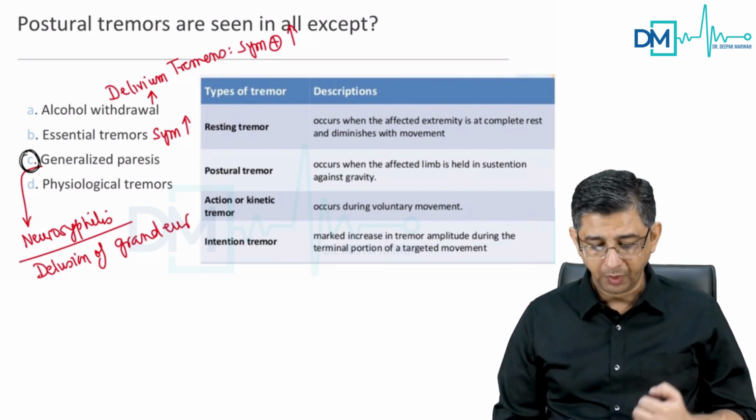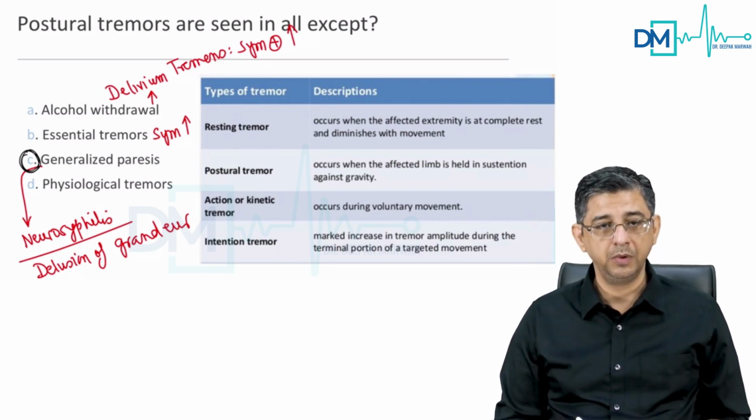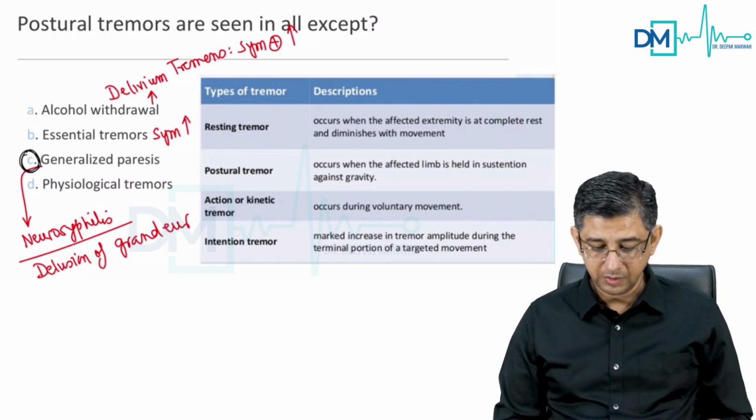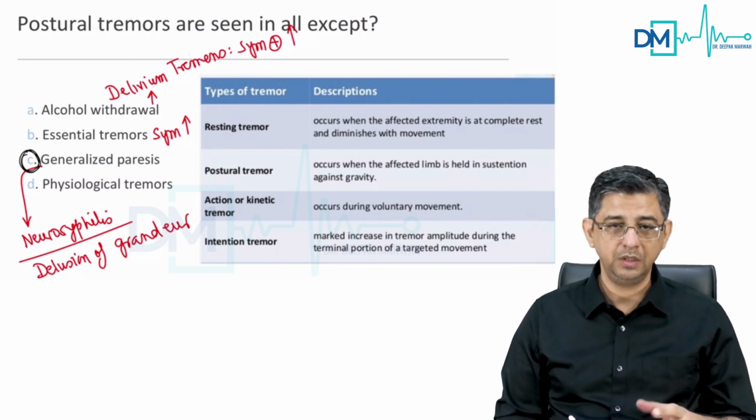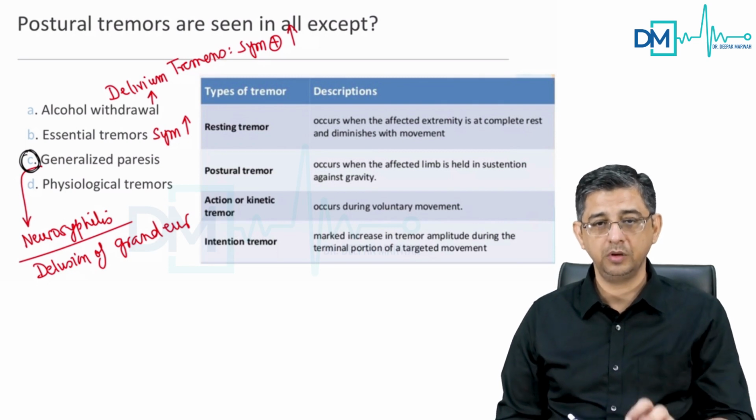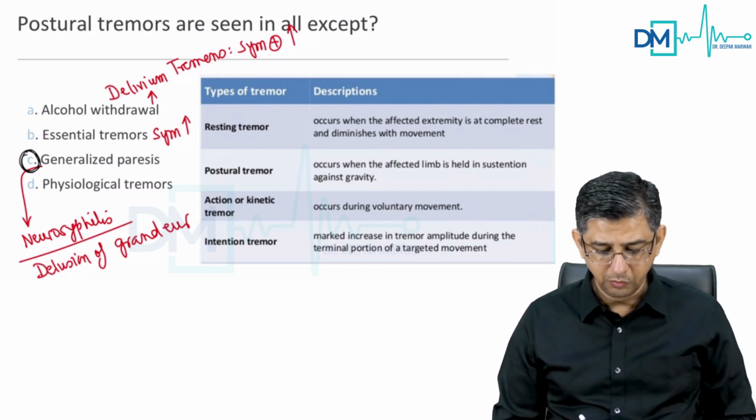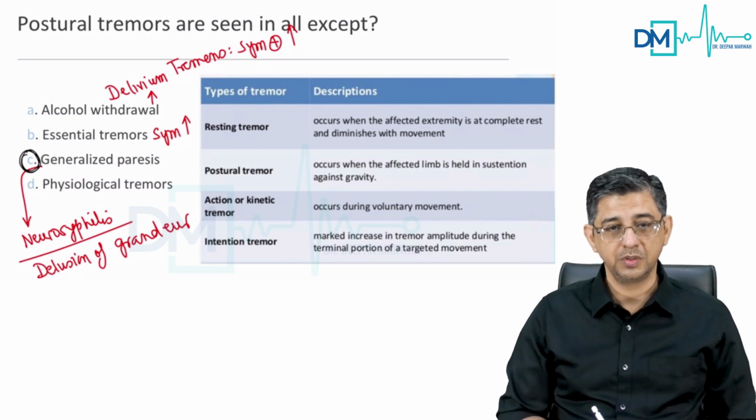Physiological tremors, yes, that's a very non-specific term, but I would say that physiological tremor is a term that is given in the literature for postural tremors. So we should give C as the answer to this question.